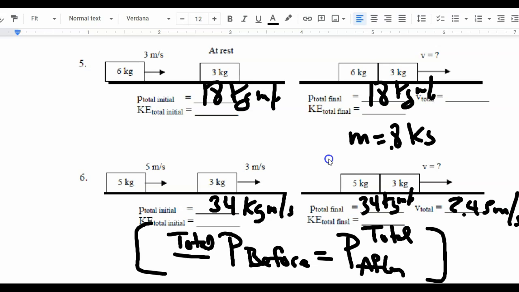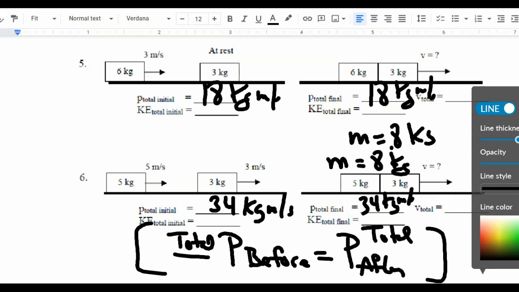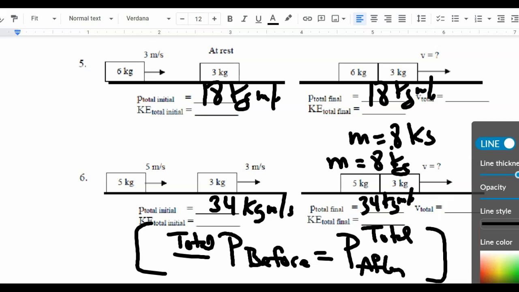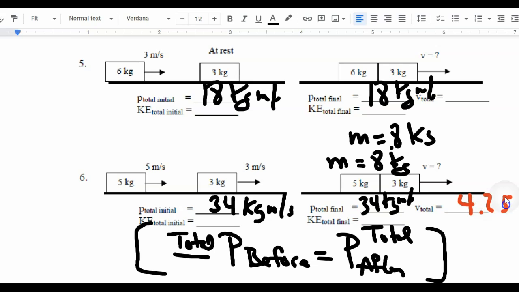But hold on. The combined mass is 8 kg, right? Oh, well, I wrote the wrong thing. Oh, sorry, 4.25, excuse me. 4.25, sorry about that. Nice catch. 4.25 meters per second.